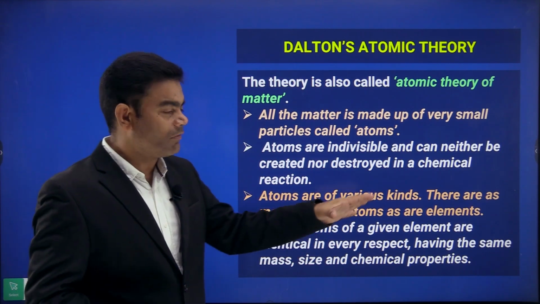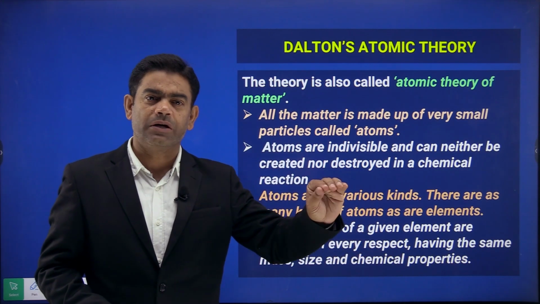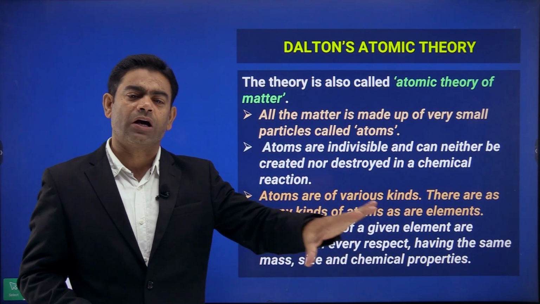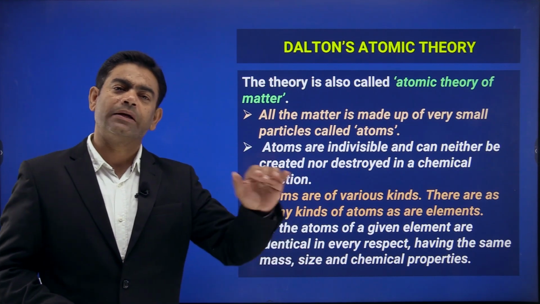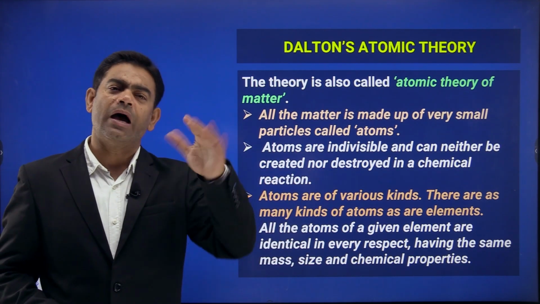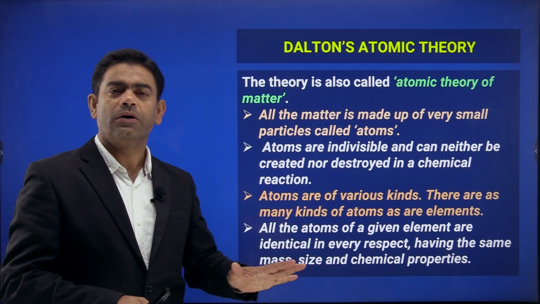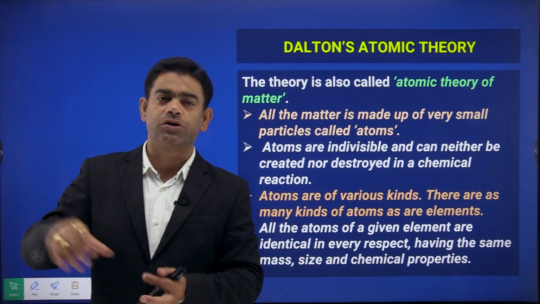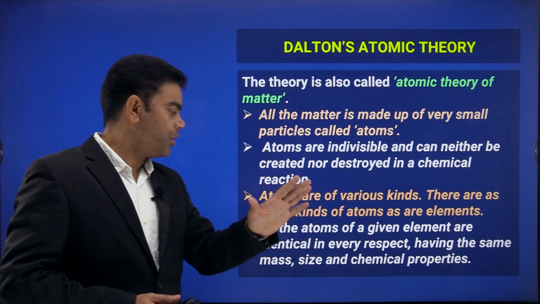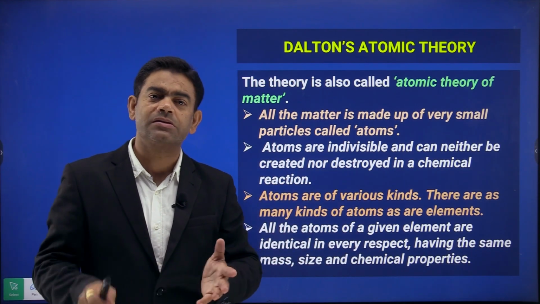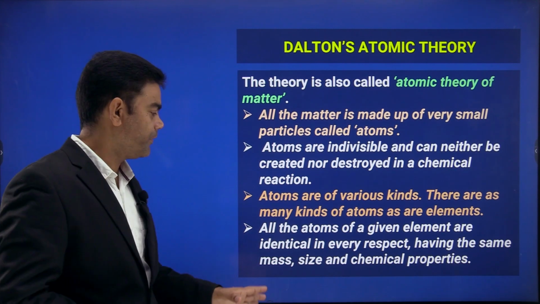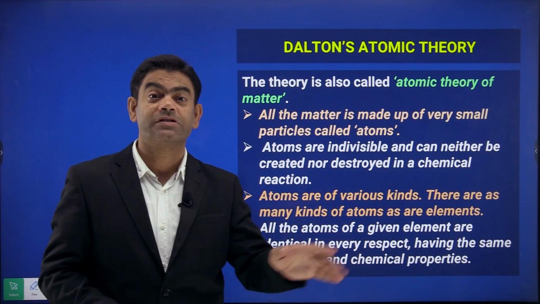All the atoms of a given element, koi bhi ek element hai, uske atoms ki baat karte hain, they are all identical. Okay? If I am talking about iron, to iron ka atom kahin se bhi le aao, iron ka hona chahiye, to sab ek jaise honge. Copper ka atom ek jaisa, oxygen ka atom ek jaisa. So, atoms of a particular element are alike. They are the same in size, composition, properties, everything. They are identical, of the same element.